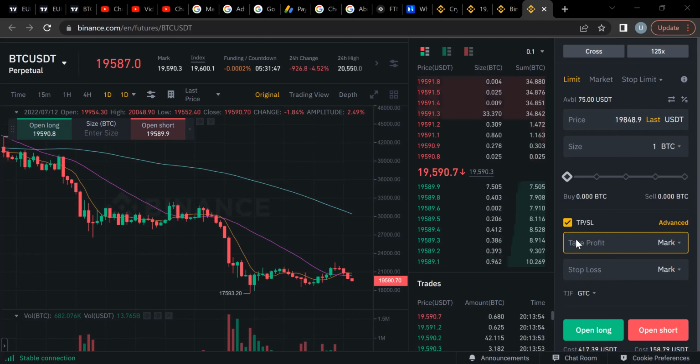So stop loss and take profit. Take profit is simply where you want to close the trade, whether in profit or in loss. If you are buying, for example, you start buying from 19,848 and the price begins to go up, you can set it that if the price goes to 20,000 in my favor, that means I'm already in profit, right? So just take the profit for me and close the trade. I'm okay with that little profit.